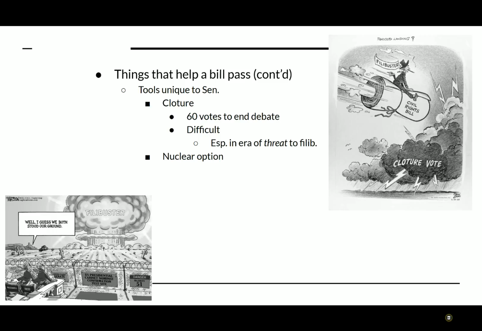Because cloture is difficult, because it is becoming increasingly difficult in the new era where filibustering is easier, there's been something discussed as the nuclear option. And that is bringing about a rule change in the Senate where cloture no longer requires 60 votes. A vote by a simple majority, 50 senators plus one, is enough to end a debate. It has been used, as you can see in these political cartoons.